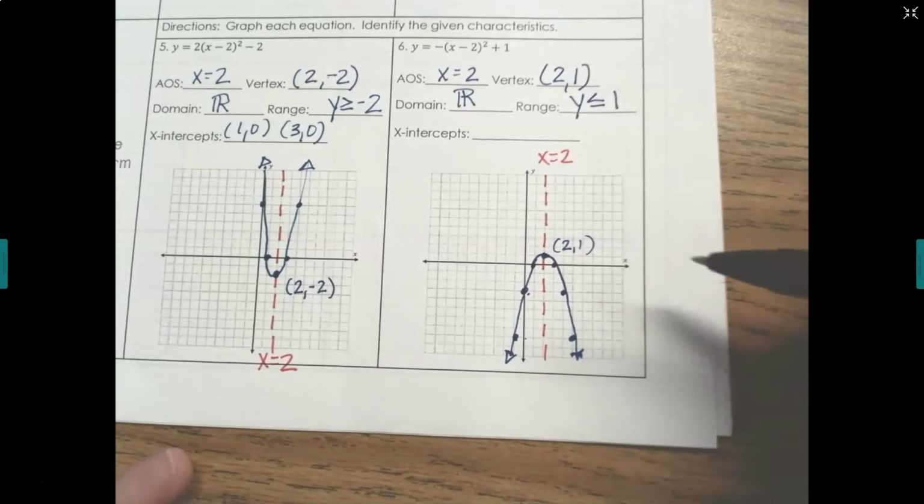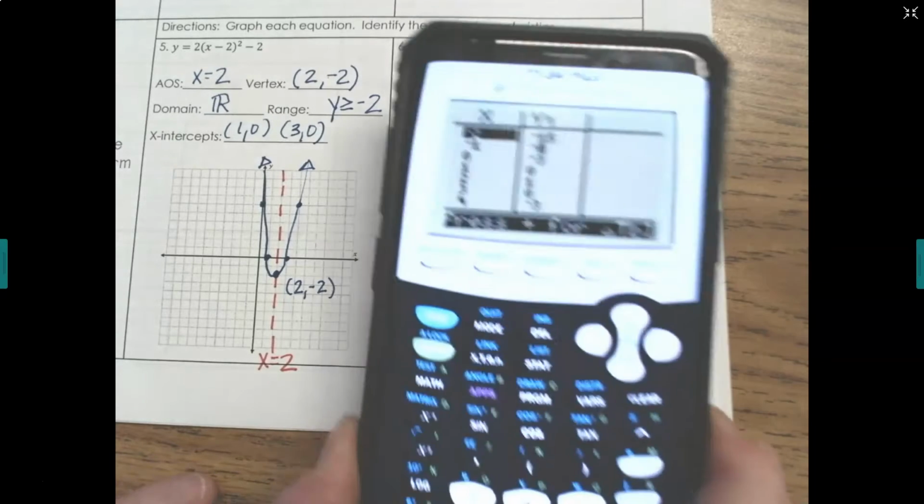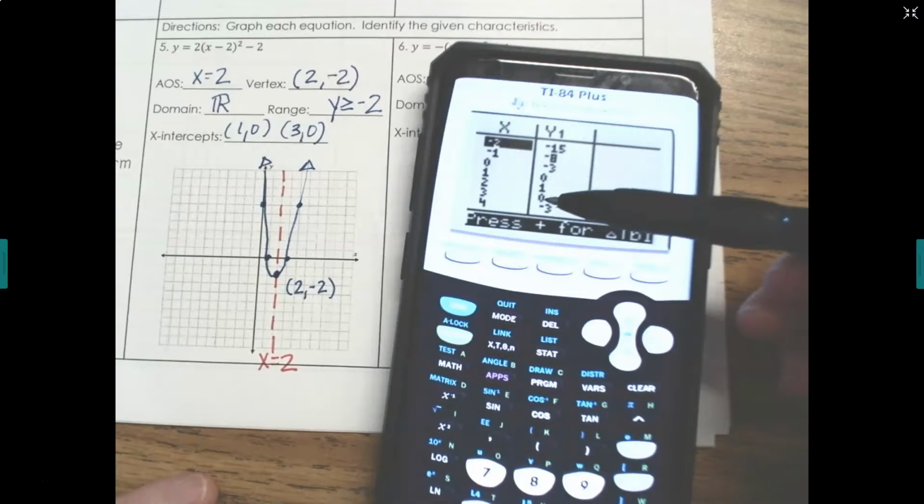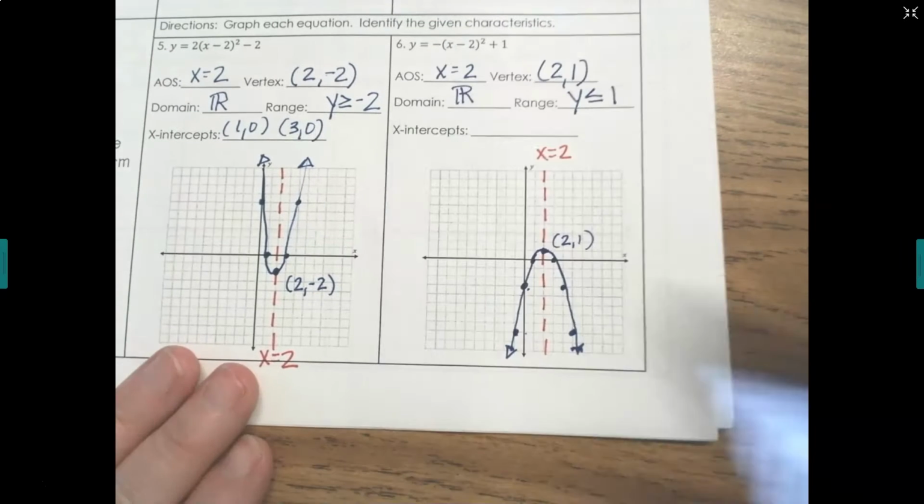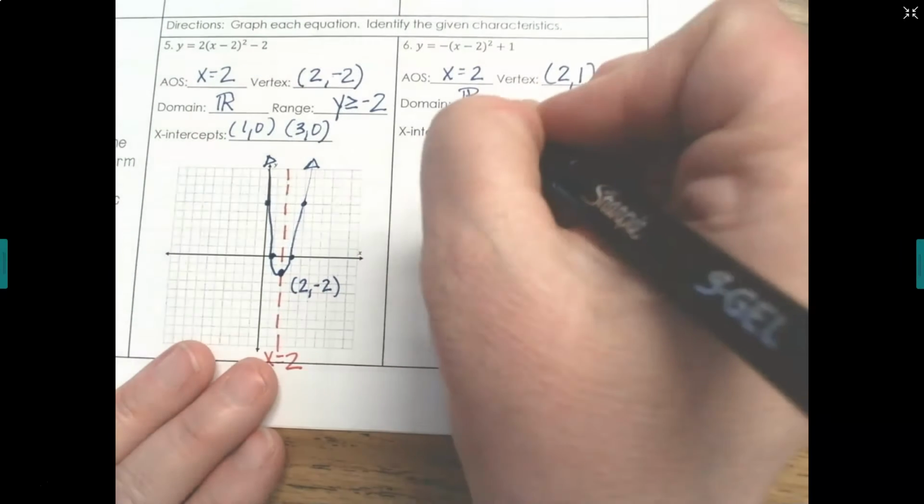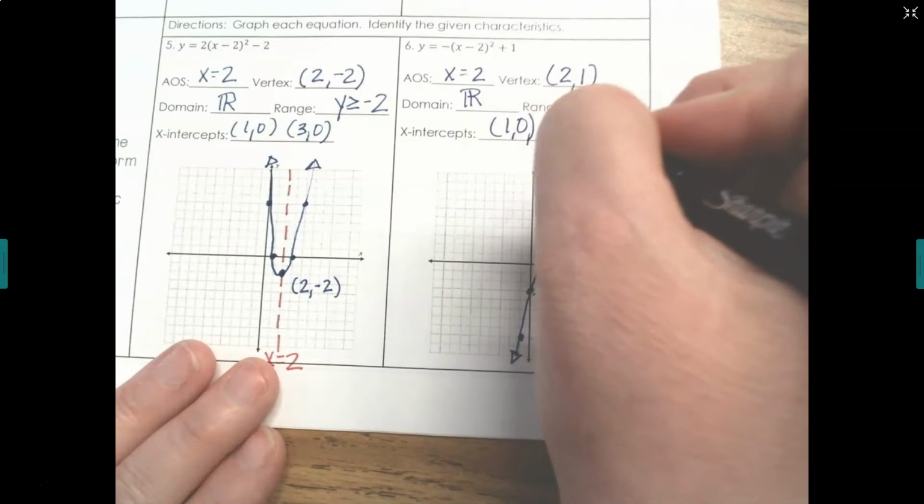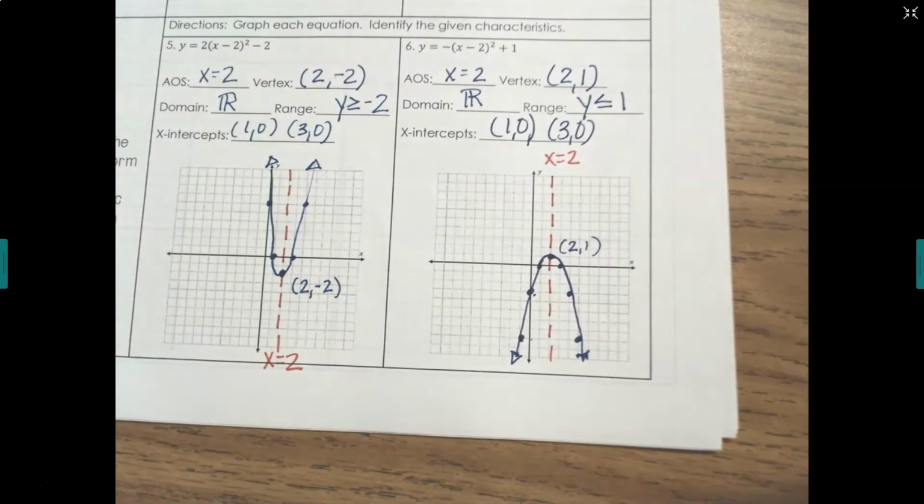And our x-intercepts, we saw them on the table. It's where y is 0. So 1, 0, 3, 0. We can see them both there. So that's good. That's easy for us to name. If they're not there, you're going to have to use the quadratic formula to figure them out.